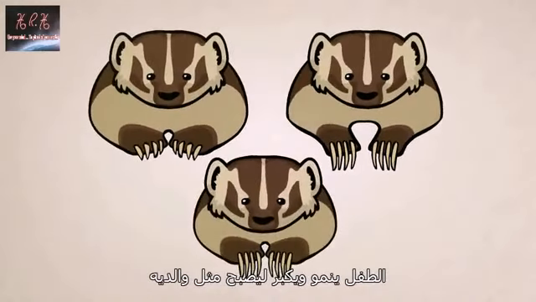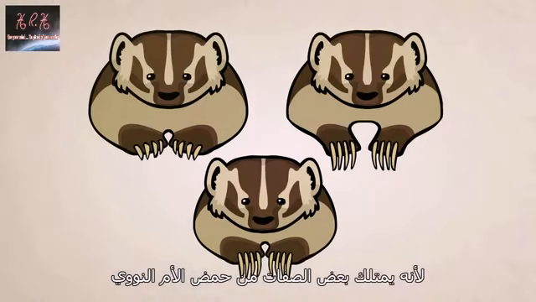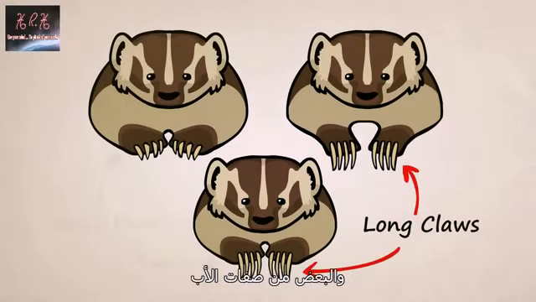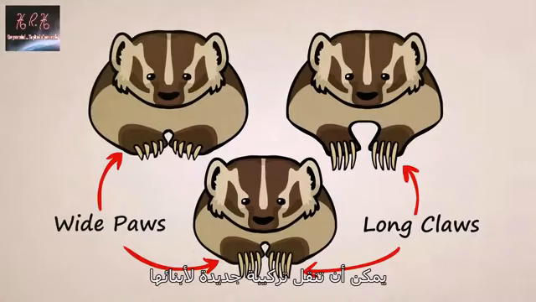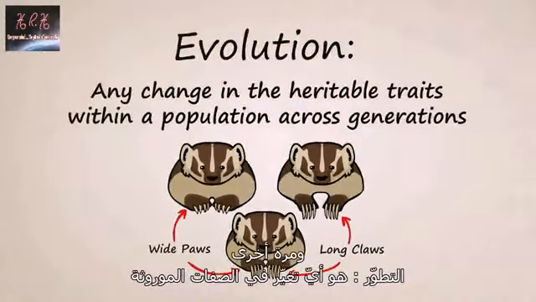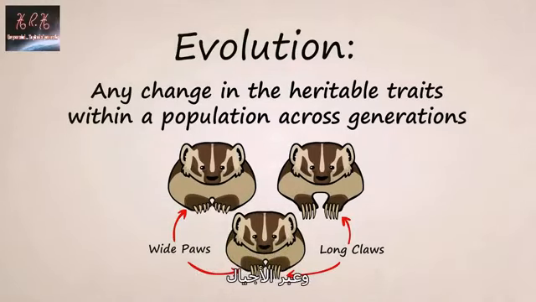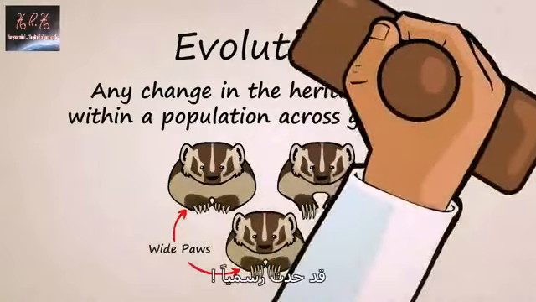The new child matures to be similar to her parents, but also unique because she develops some traits from her mother's DNA and some from her father. Her new combination of traits can be passed on to her children, and again, evolution. Any change in the heritable traits within a population across generations has officially occurred.